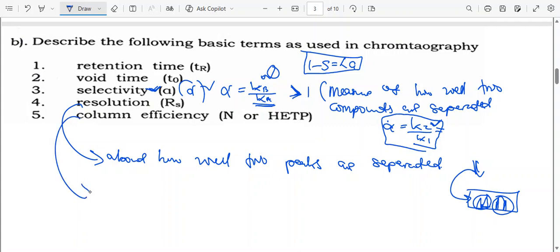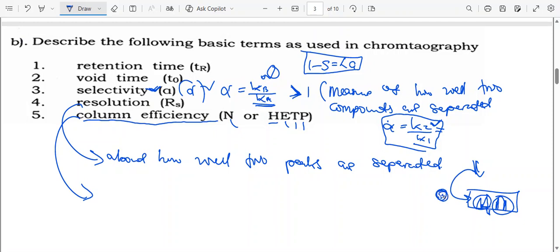Let's now talk about column efficiency. They have mentioned something like height equivalent to a theoretical plate. So we'll define what column efficiency is, but before that, I said resolution is about how two peaks can be differentiated or separated, how two close substances can be separated. That's what we call resolution.